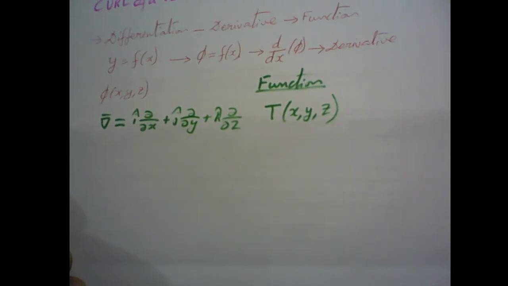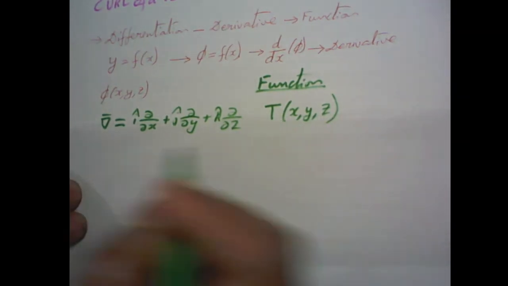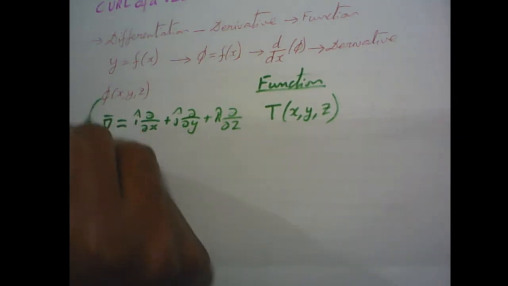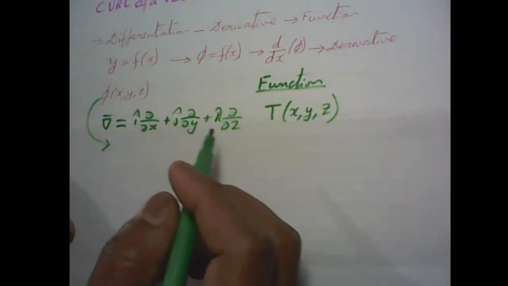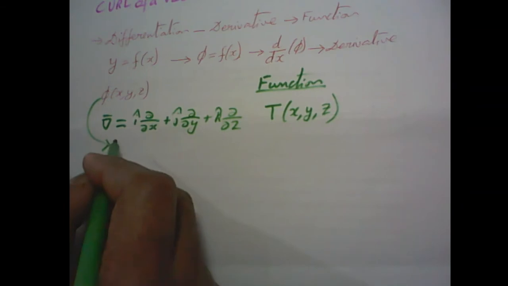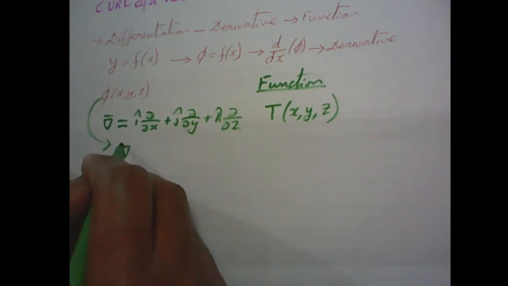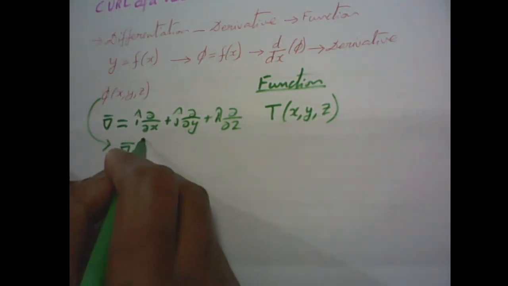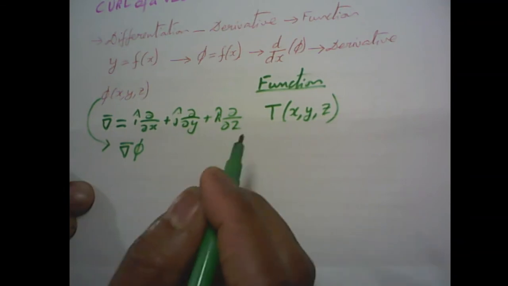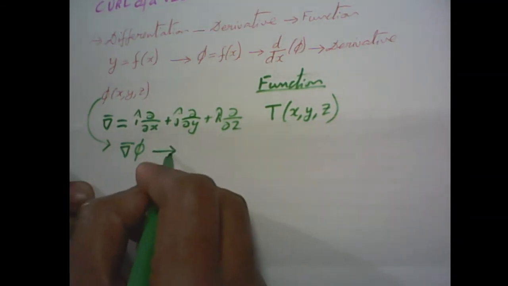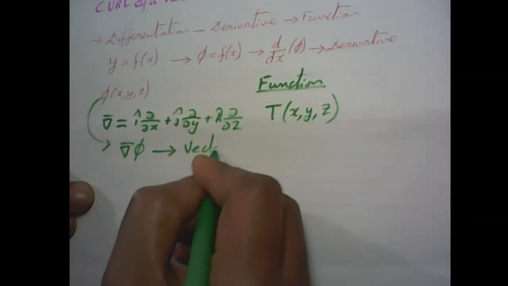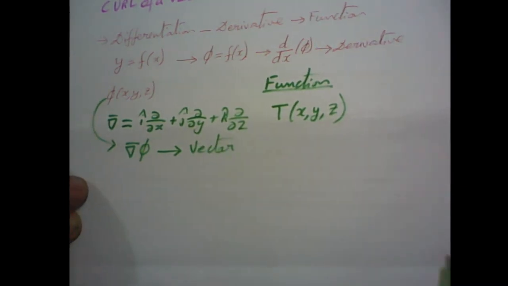So what is the gradient? The gradient of any function. This is the temperature T we are talking about. Let us take the function we talked about, phi(x, y, z) in general. The gradient of this function is the operator del operating on the function phi. So that gives you the gradient. This gradient is a vector quantity. You have to keep this in mind. This is a vector quantity.